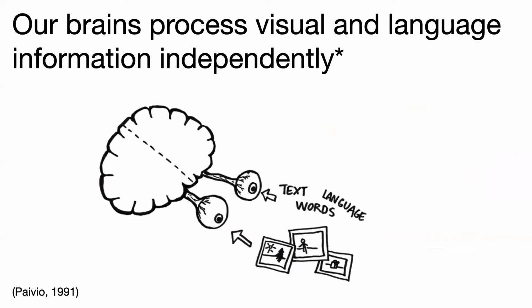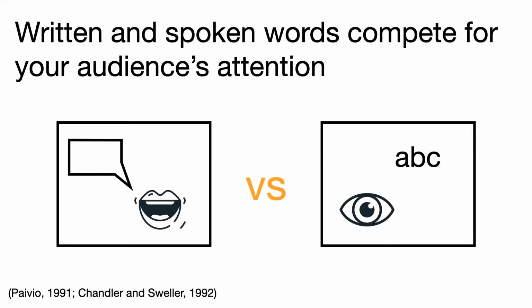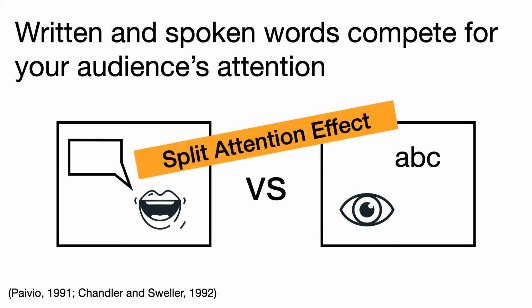So as we said, brains process visual and language information independently, and this is called the dual coding principle. Okay, and this is from Paivio, and he's got a very cool story that I recommend you check out another time, but he's a Canadian researcher. So yes, we've got visuals, we've got language, this is great, but because the brain processes audio language and read language, like reading text, in the same part of the brain, written and spoken words will compete for your audience's attention. Okay, and this is called the split attention effect.